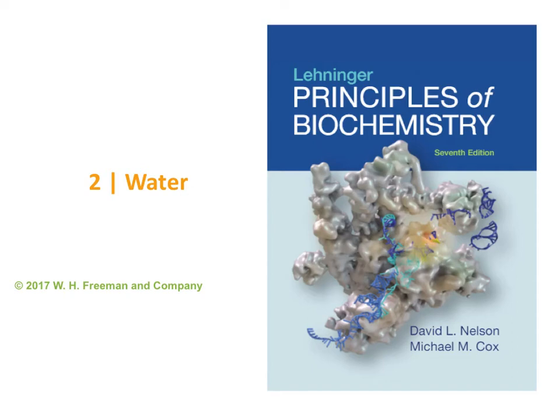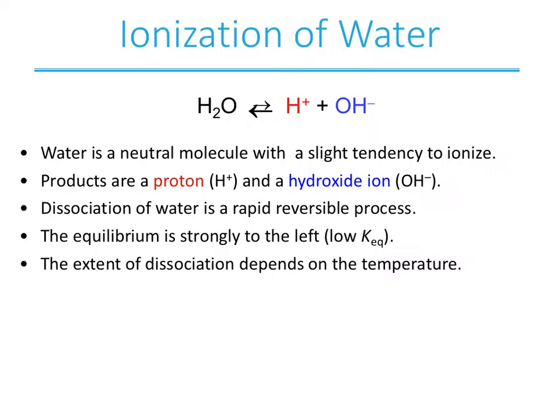In this video, we will continue to talk about the properties of water and its importance in biochemistry. Water is a neutral molecule with a slight tendency to ionize. It can dissociate into H pluses and OH minuses. The dissociation of water is a rapid reversible process, and the equilibrium is strongly to the left.